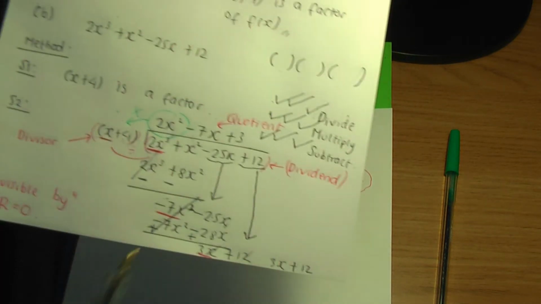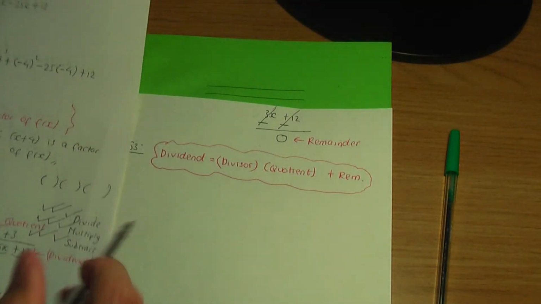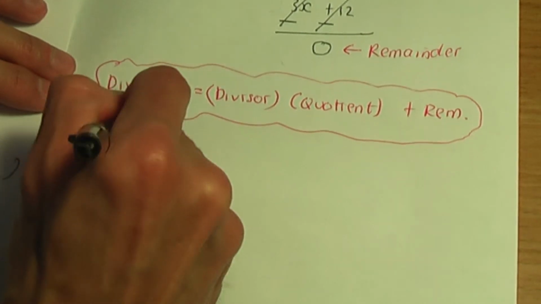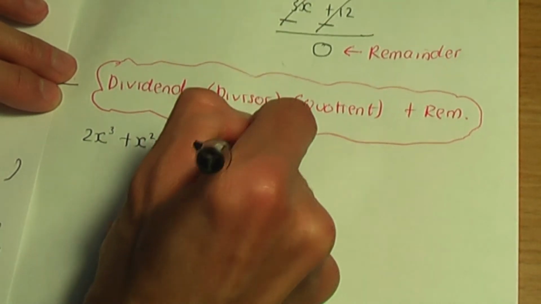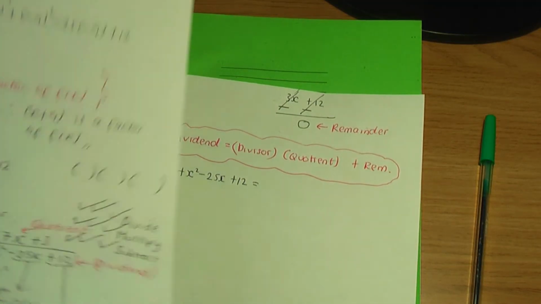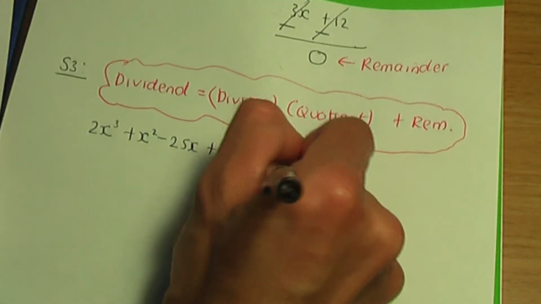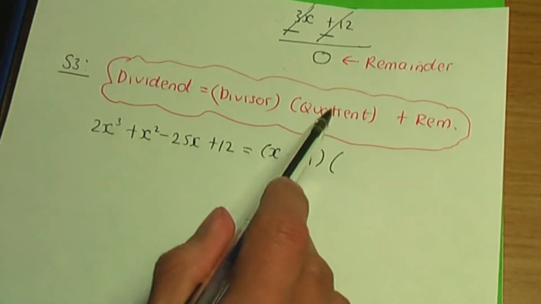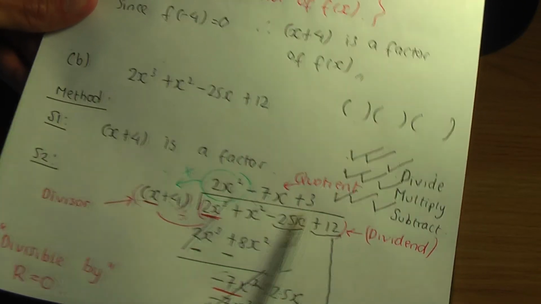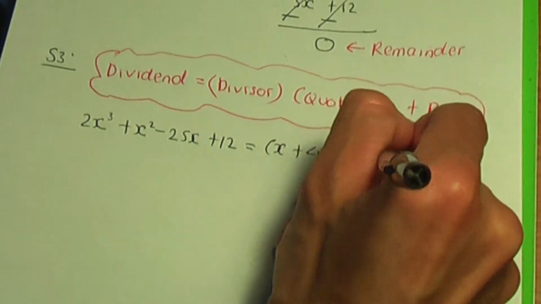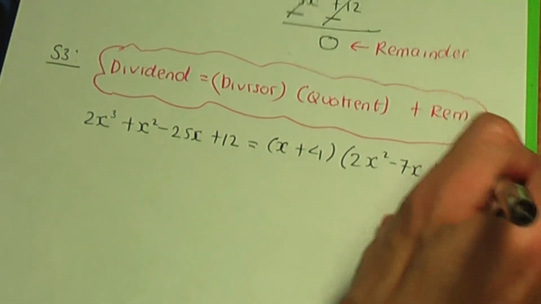So the dividend, what is the dividend? It's this polynomial term. So let's copy that down. The dividend is 2x cubed plus x squared minus 25x plus 12. That is equal to, how about the divisor? The divisor is x plus 4. So that is equal to x plus 4 multiplied by the quotient, that being 2x squared minus 7x plus 3. Let's copy that down: 2x squared minus 7x plus 3 plus the remainder, which is 0.